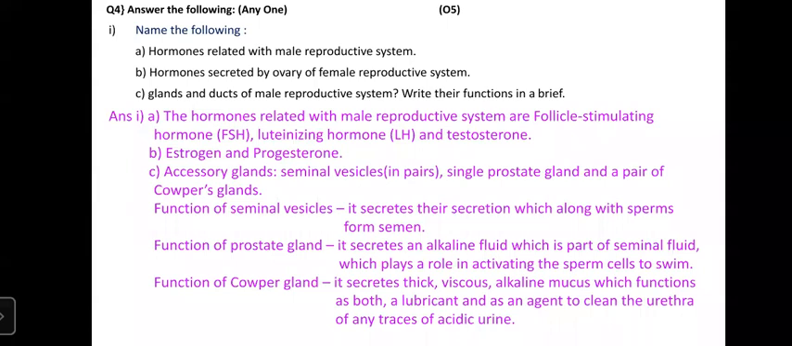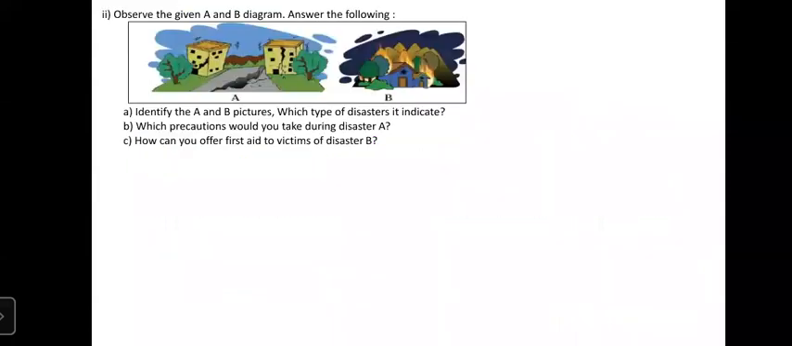The second question for 5 marks is a picture. A diagram or picture is given, A and B diagram, and then you have to answer accordingly. Based on the diagram, some questions are asked. Again, 3 parts are there, A, B, C, so accordingly you have to answer each part. A question: identify the A and B pictures. Which type of disasters do they indicate?